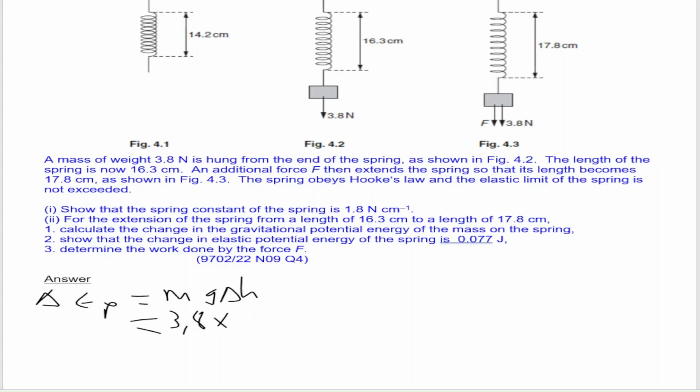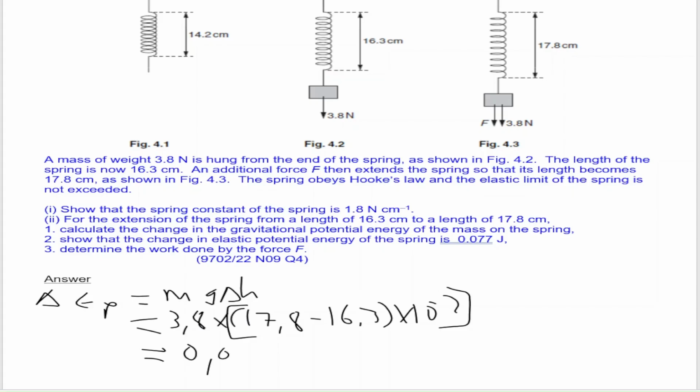And delta H would be from the 17.8 minus 16.3, this is times 10 to the power of minus 2. So if you do the maths well, you're going to get 0.057 joules. The question goes on to say, show that the change in elastic potential energy of the spring is 0.077.